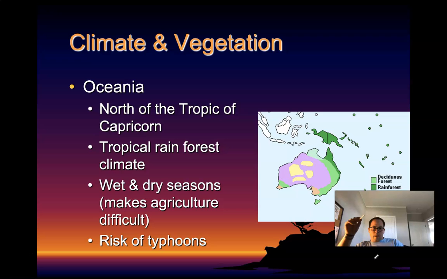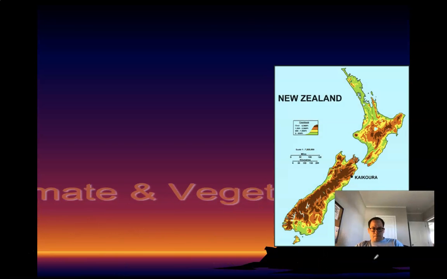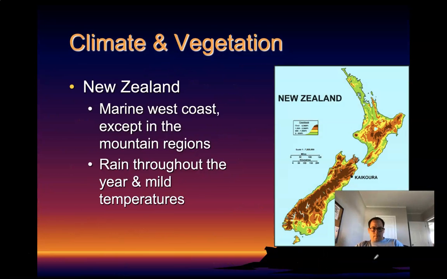In Oceania, north of the Tropic of Capricorn, there's tropical rainforests, wet and dry seasons. There's typhoons, which are like hurricanes. In New Zealand, there's the marine west coast climate, except in the mountain regions. But then there's also rain throughout the year and fairly mild temperatures.